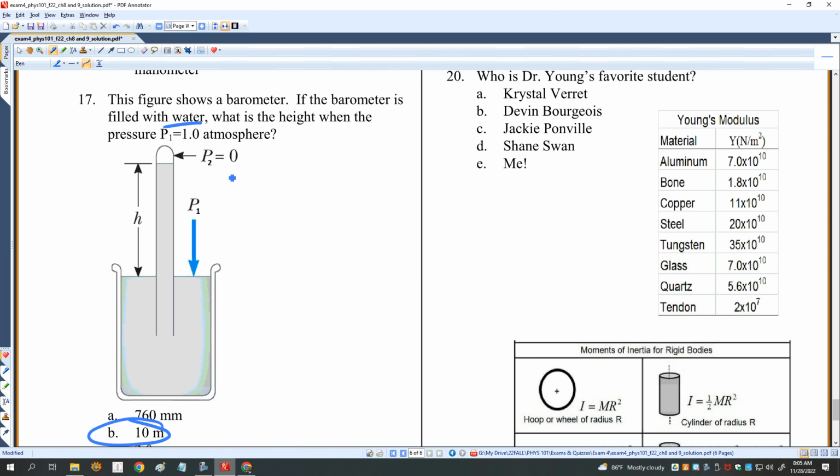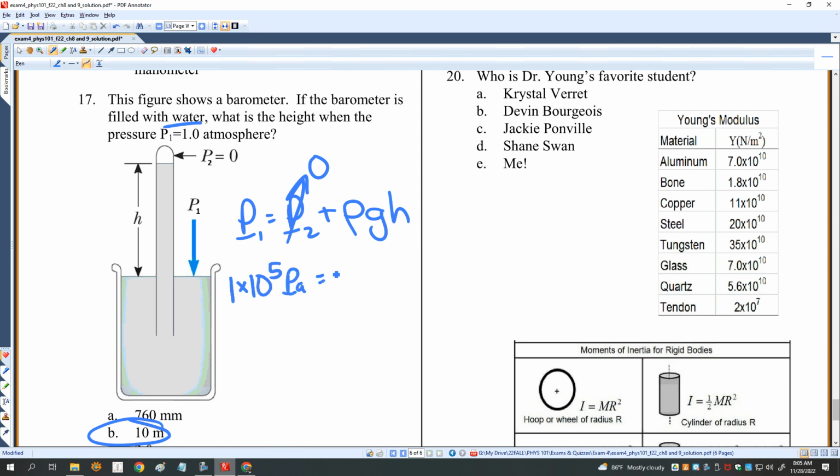But if not, we can say that P1 is equal to P2 plus rho gh. But this is a barometer, so P2 is equal to 0. So P1 is 1 atmosphere, so that's 1 times 10 to the 5th pascals. And that's equal to the density of water, which is 1,000, times g, which is 10, times h. And so I do that, and I get h equals 10 meters.